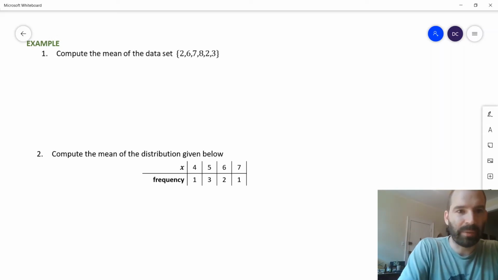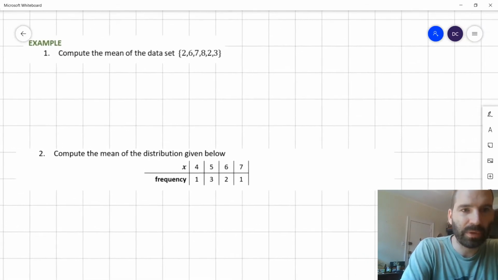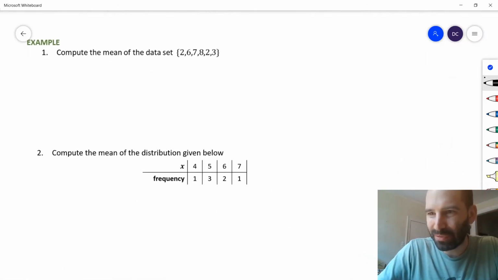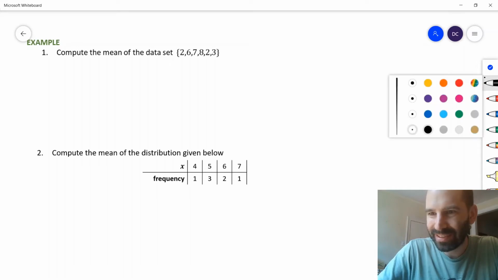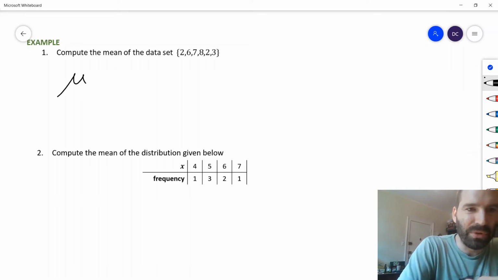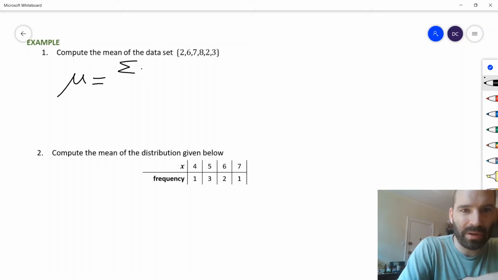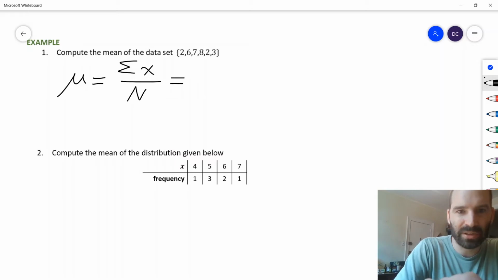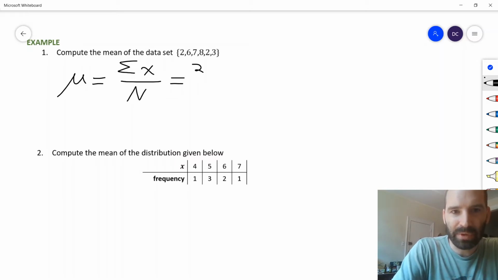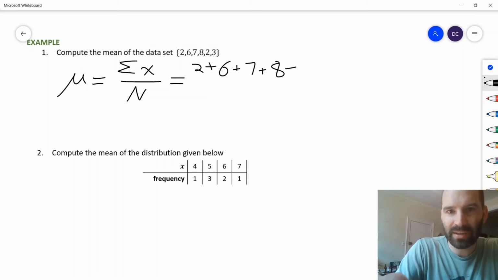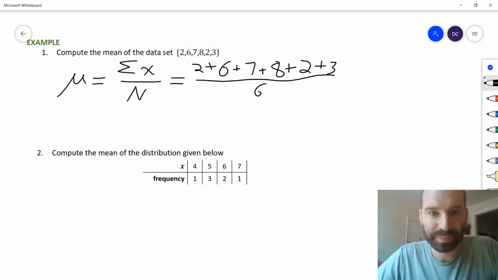All right, so if you remember, the formula was mu equals the sum of the data values divided by the number of data values, right? So we just add all those data values up, 2 plus 6 plus 7 plus 8 plus 2 plus 3, and we divide by, how many of them are there? There's 6 of them, okay?